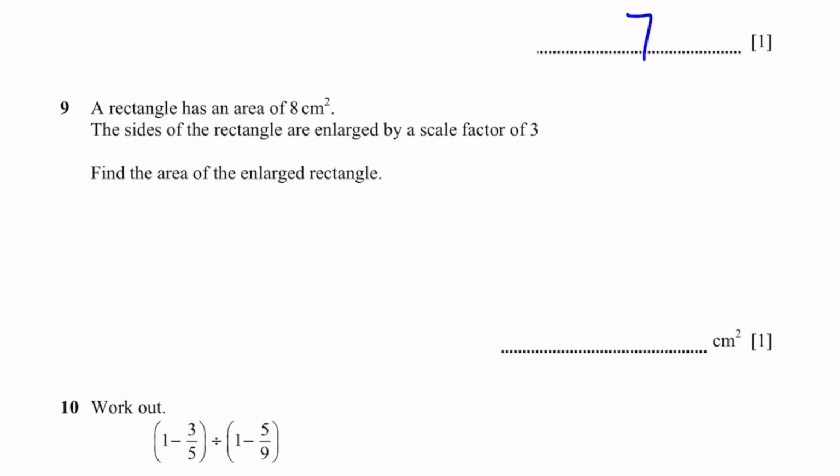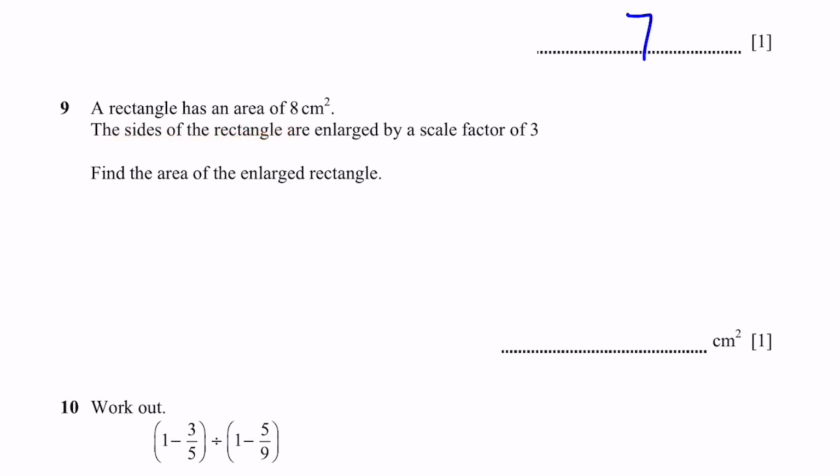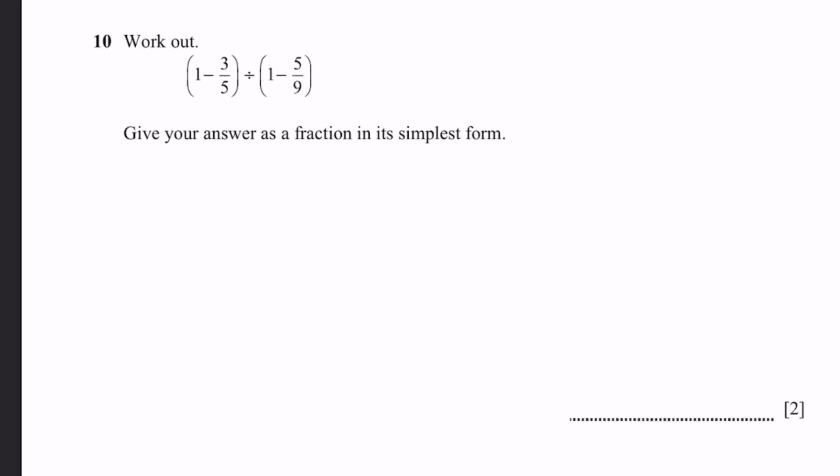Question 9. A rectangle has an area of 8 centimeters squared. The sides of the rectangle are enlarged by a scale factor of 3. Find the area of the enlarged rectangle. Because area is measured in centimeters squared, with power 2, if we enlarge the sides of the rectangle by scale factor 3, we need to enlarge the area by 3 squared. 3 to the power 2 multiplied by the area, which is 9 times 8, 72 centimeters squared. That's the answer.